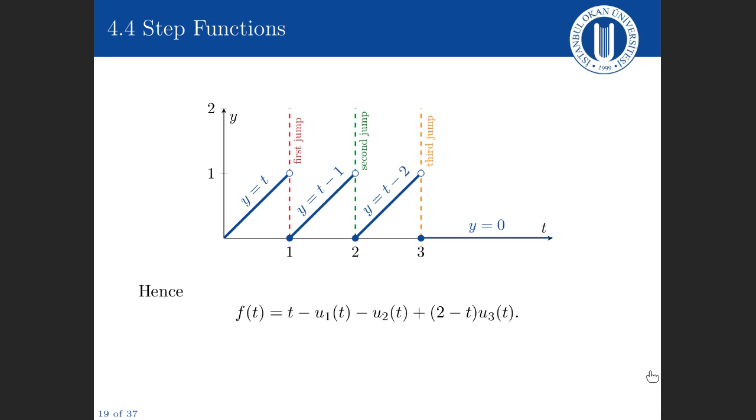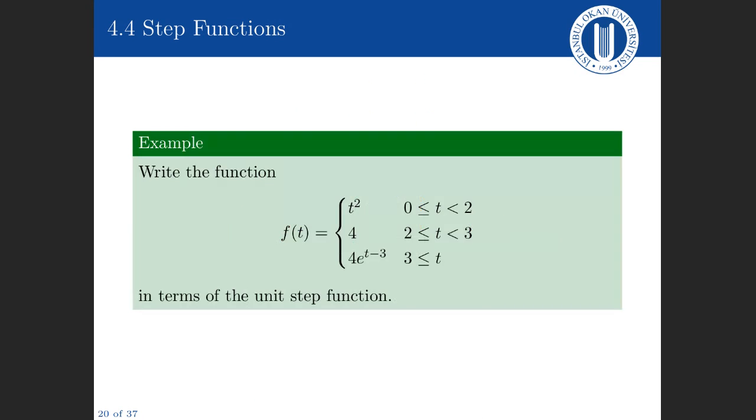Then we're ready to put these into the formula. We can write this function as t minus u1 minus u2 plus (2 minus t) u3. And another example. Write this function in terms of the unit step function: t squared, and then 4, and then 4e to the power t minus 3.